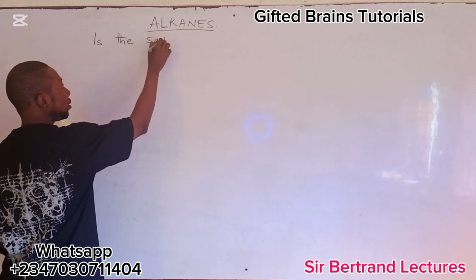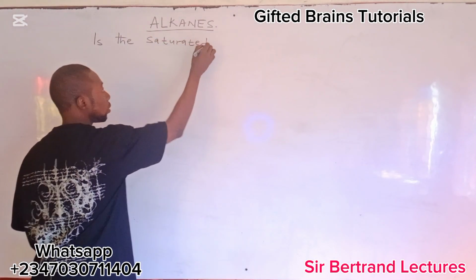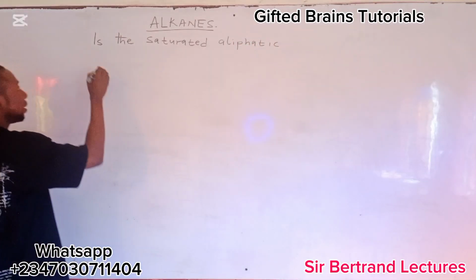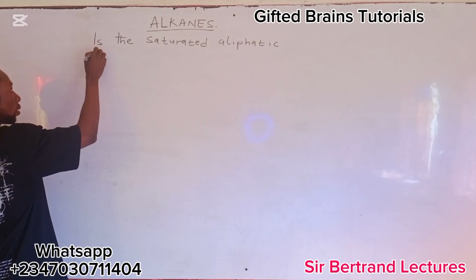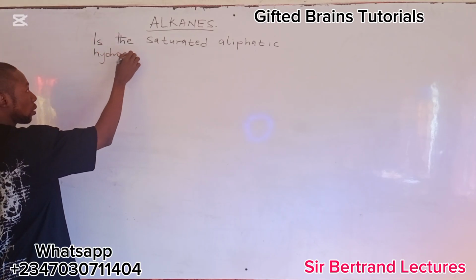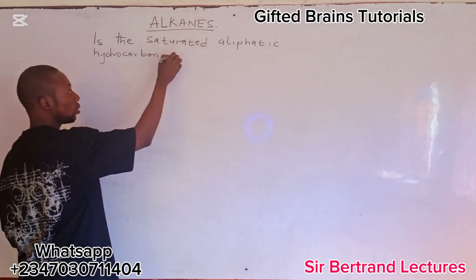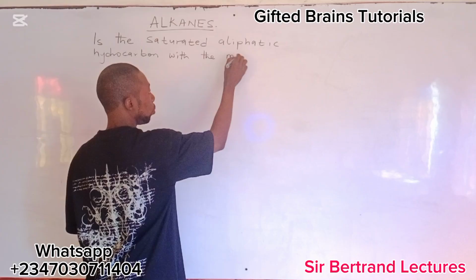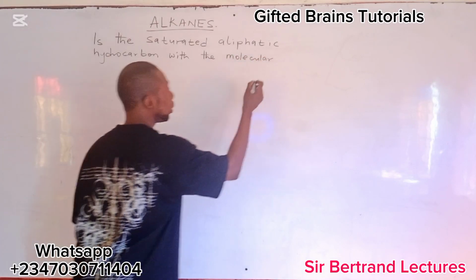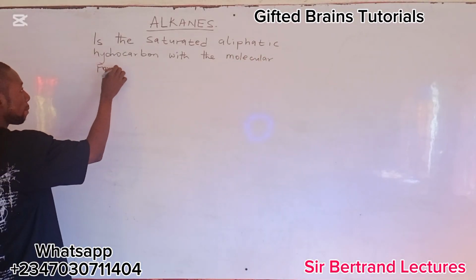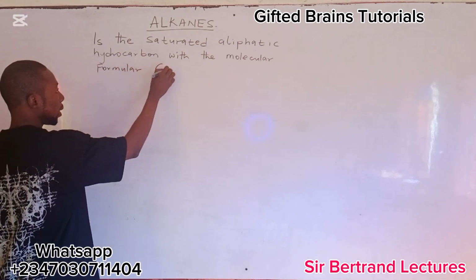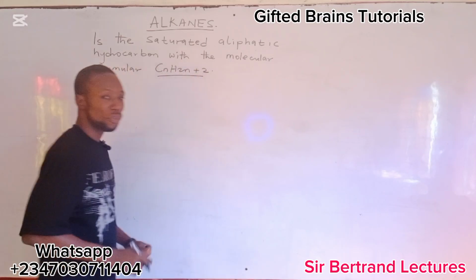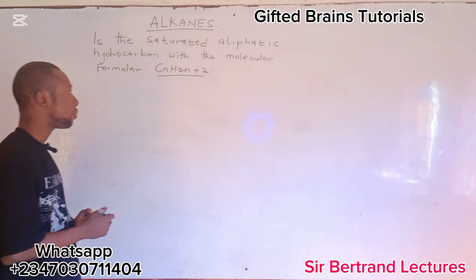It is a saturated aliphatic hydrocarbon with the molecular formula CnH2n+2. We've talked about this in one of our last videos.